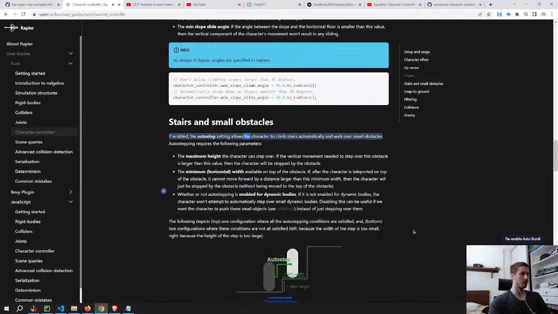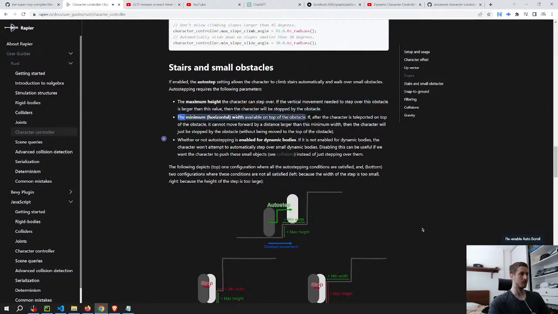If enabled, the auto step setting allows the character to climb stairs automatically and walk over small obstacles. Auto step requires the following parameters. The maximum height the character can step over: if the vertical movement needed to step over this obstacle is larger than this value, then the character will be stopped by the obstacle. The minimum horizontal width available on top of the obstacle.